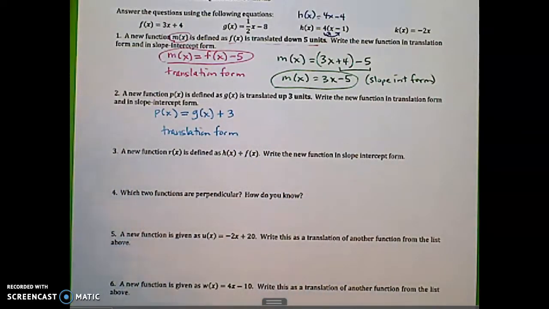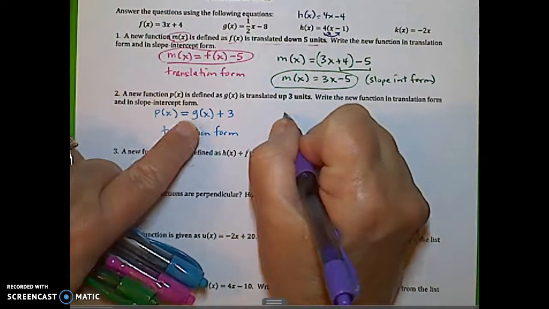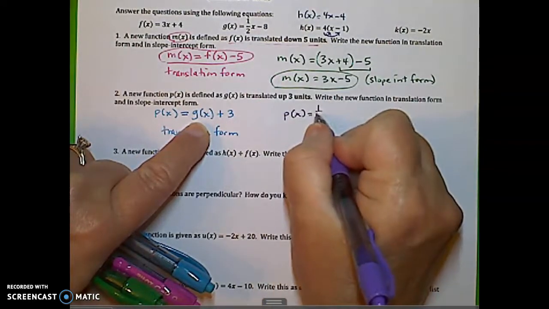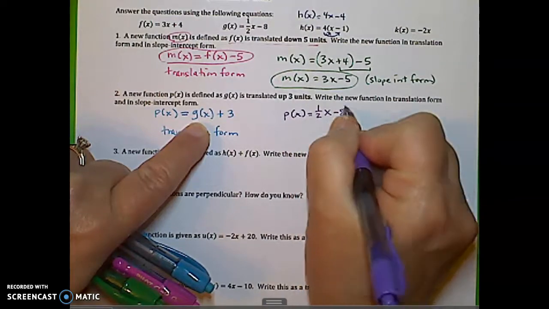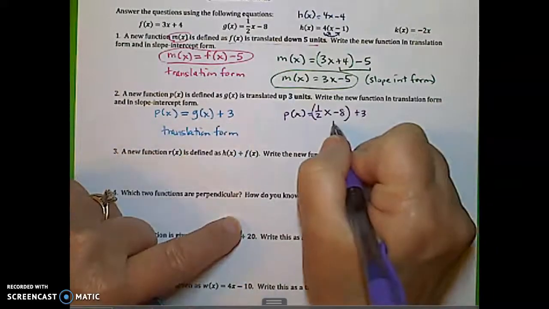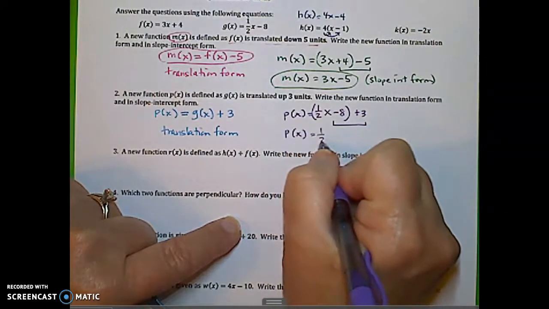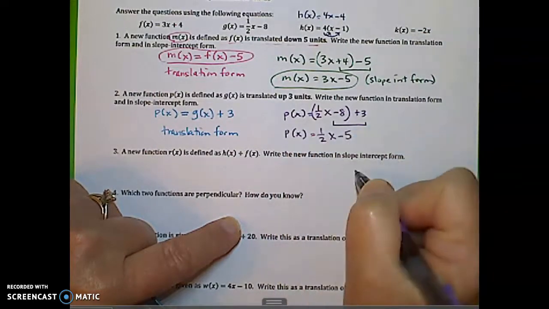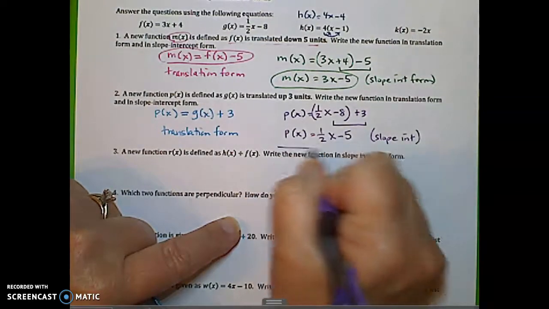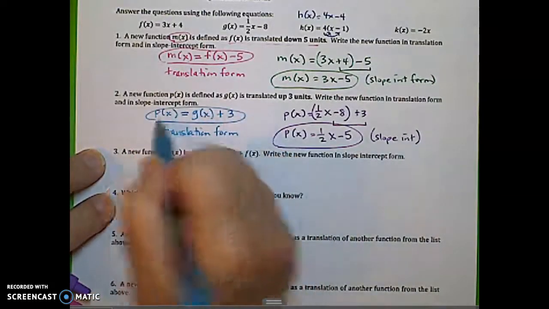Anyway, how would we write this in slope-intercept form? I'm going to start with this. p of x equals g of x. So g of x from the top here is 1/2 x minus 8. I like to put those in parentheses, and then plus 3. Now I need to combine like terms. So I get p of x equals 1/2 x minus 5. This is slope-intercept form. Slope-intercept form, translation form.